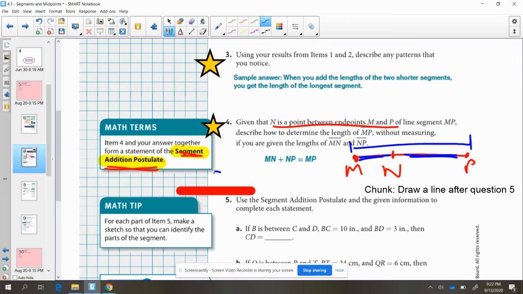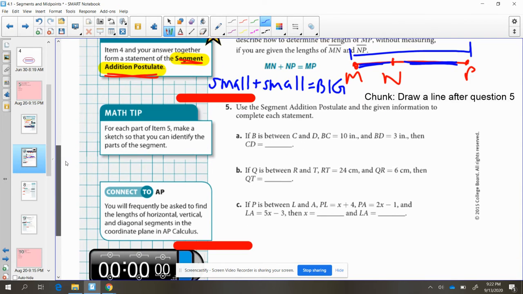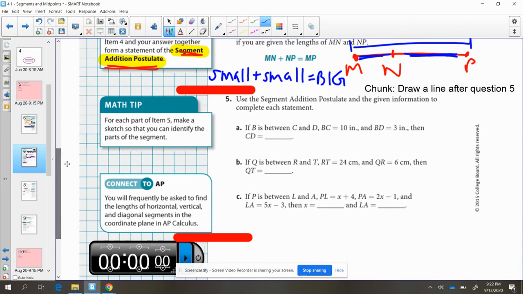Like I said, what I like to call this is small guy plus small guy equals big guy. It's another way of thinking about it. Each time, and it's going to seem annoying, but it will make these problems immensely easier, draw a picture. I am telling you right now, draw a picture. Read your information and draw a picture.